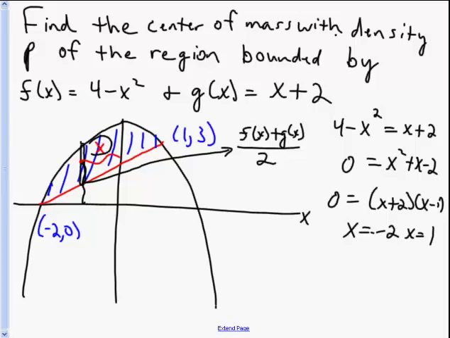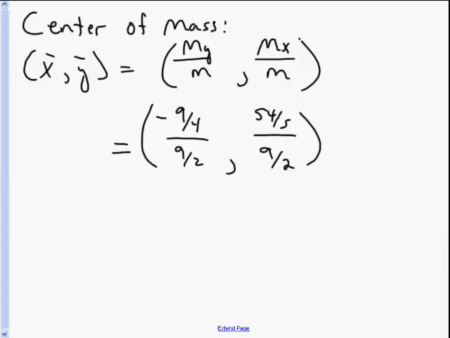So since those are our x-values, in my formula down here for my center of mass, to find x bar, I take all my moments about the y-axis and divide them by my mass. So be careful about that. And then y bar was all our moments about the x-axis, all that divided by mass.